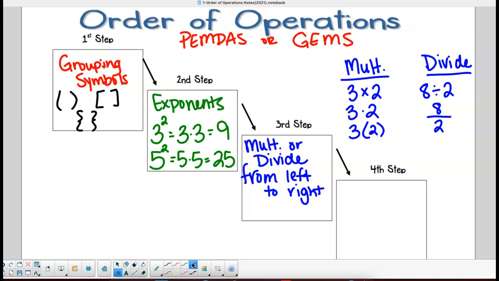What's the last step? What do the last 2 letters stand for? Subtract and add. So the last step is to add or subtract from left to right.